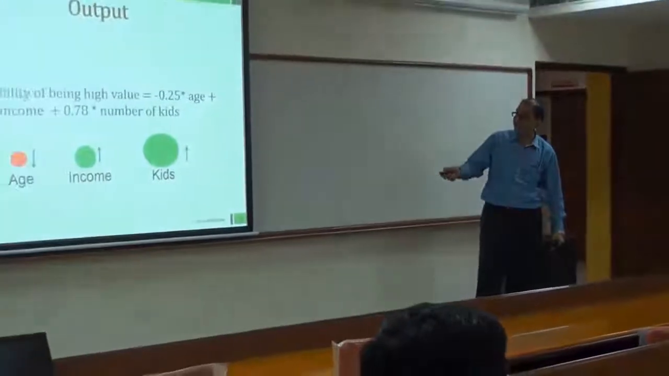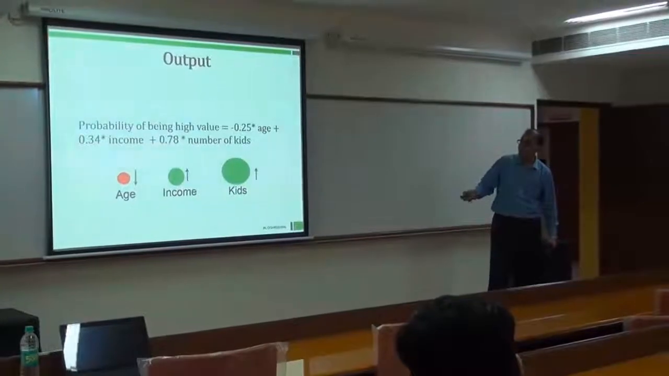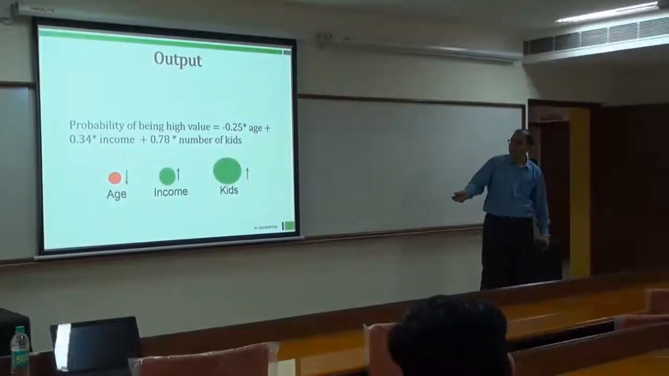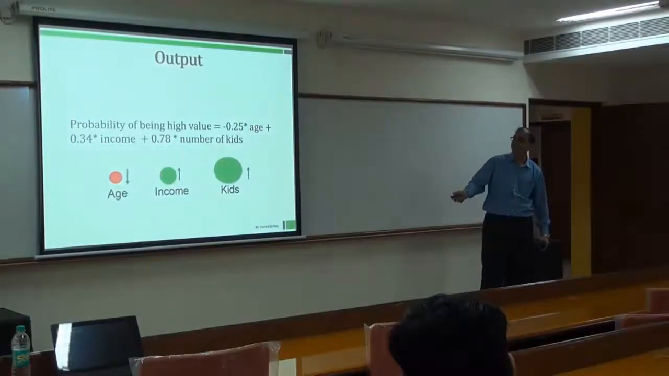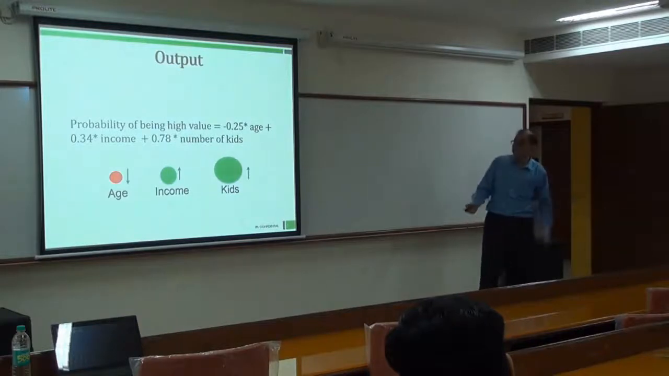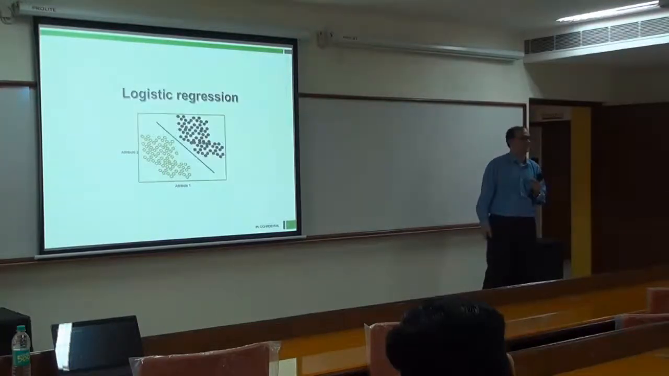Now, what is the advantage of having this equation? Age has a negative coefficient. It means if age goes up, the probability of you being valuable goes down. Income has a small positive coefficient, so if income goes up, probability goes up slightly. Number of kids has a much bigger coefficient, so if kids goes up, the probability goes up even further. So as a sales guy, I will look at parents who are very young, whose income is good, but who have lots of kids. They are the guys I should run after. So a business user has an actionable insight from a line equation.